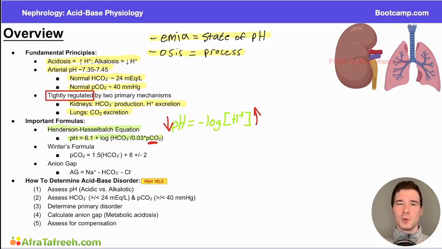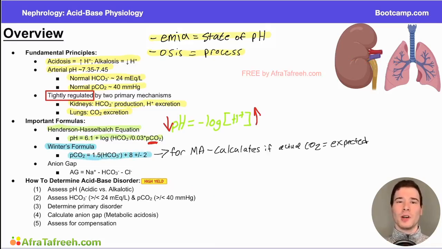So the next equation we're going to talk about is Winter's formula. Winter's formula is listed right here. It's PCO2 equals 1.5 times the bicarb plus 8 plus or minus 2. And this is actually going to make a lot more sense when we start doing practice problems, but essentially Winter's formula is something that we use in a state of metabolic acidosis to determine if there is an appropriate compensation being made. So what do I mean by that?